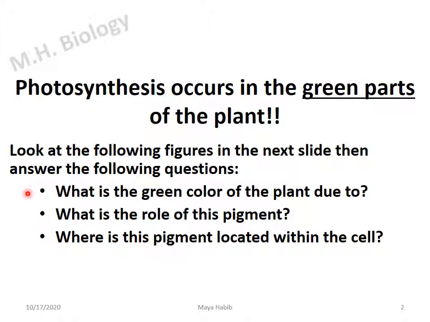The first question is, what is the green color of the plant due to? So we have to see what gives the plant its green color. Then, we are going to see what is the role of this green pigment. And, by pigment, I mean a molecule having a color. The last question is, where is this pigment located within the cell? So, we want to know where is this green substance located within the plant cell, that is in which part.